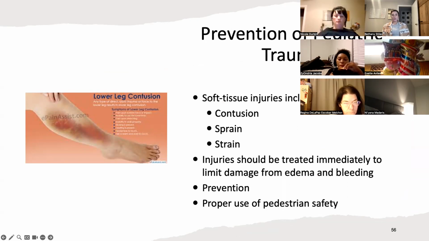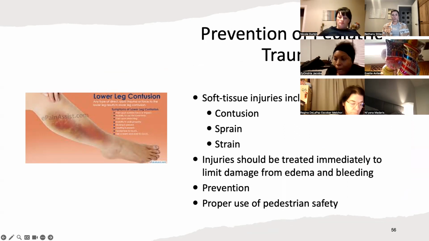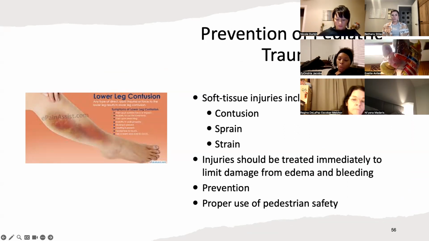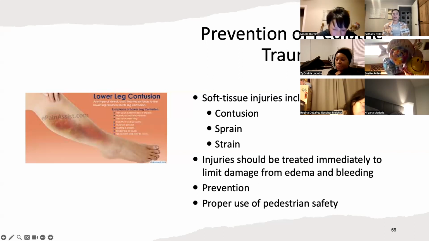A sprain is going to be when a ligament is torn or stretched away from the bone, resulting in damage to our blood vessels, muscles, and nerves. So here you're going to see swelling, disability, and pain. And then strains are going to be our less serious microscopic tears to a muscle or tendon over time that result in edema and pain. So those are going to be those long-term overuse injuries.